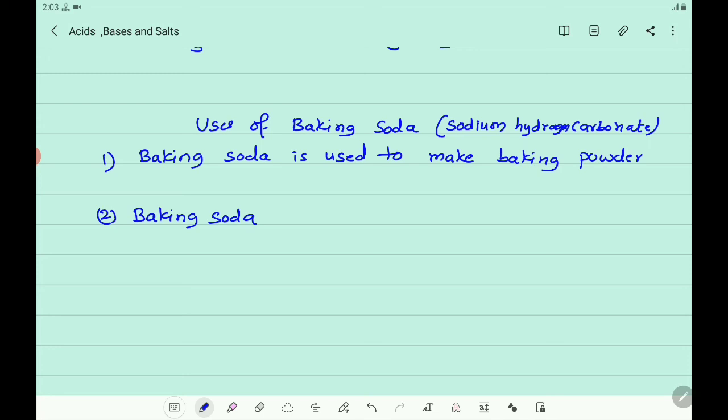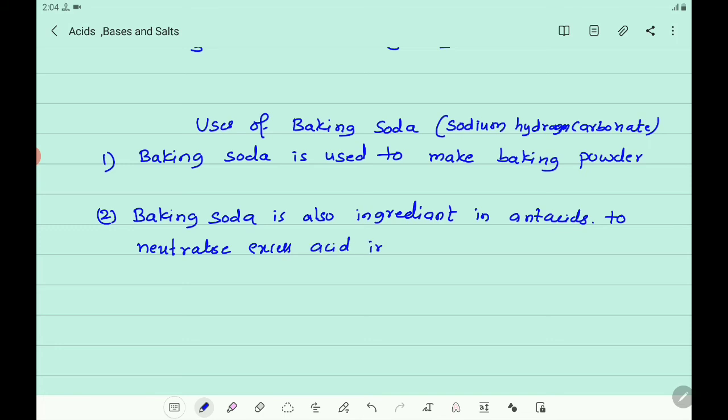So baking soda is also an ingredient in antacids, to neutralize excess acid in the stomach.